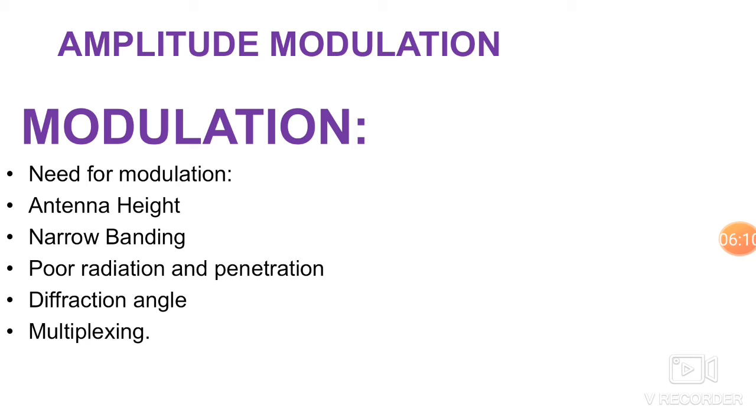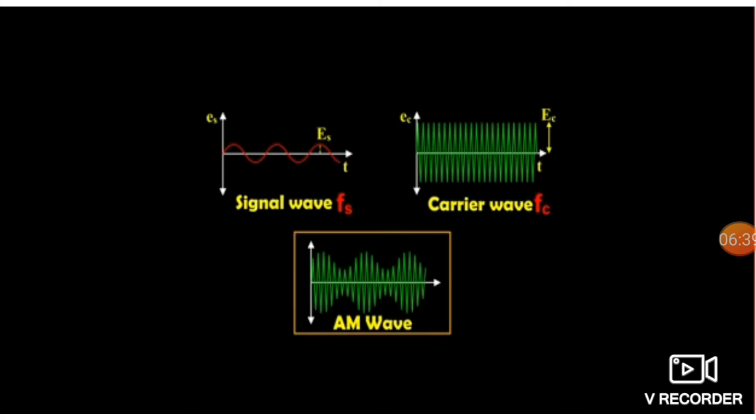Next, using these basic blocks, we are going to discuss how the concept of amplitude modulation works. While talking about amplitude modulation, we are going to explain the need for modulation. Why is modulation required? For designing antenna height, narrow banding, avoiding poor radiation and penetration, determining the diffraction angle, and for multiplexing.